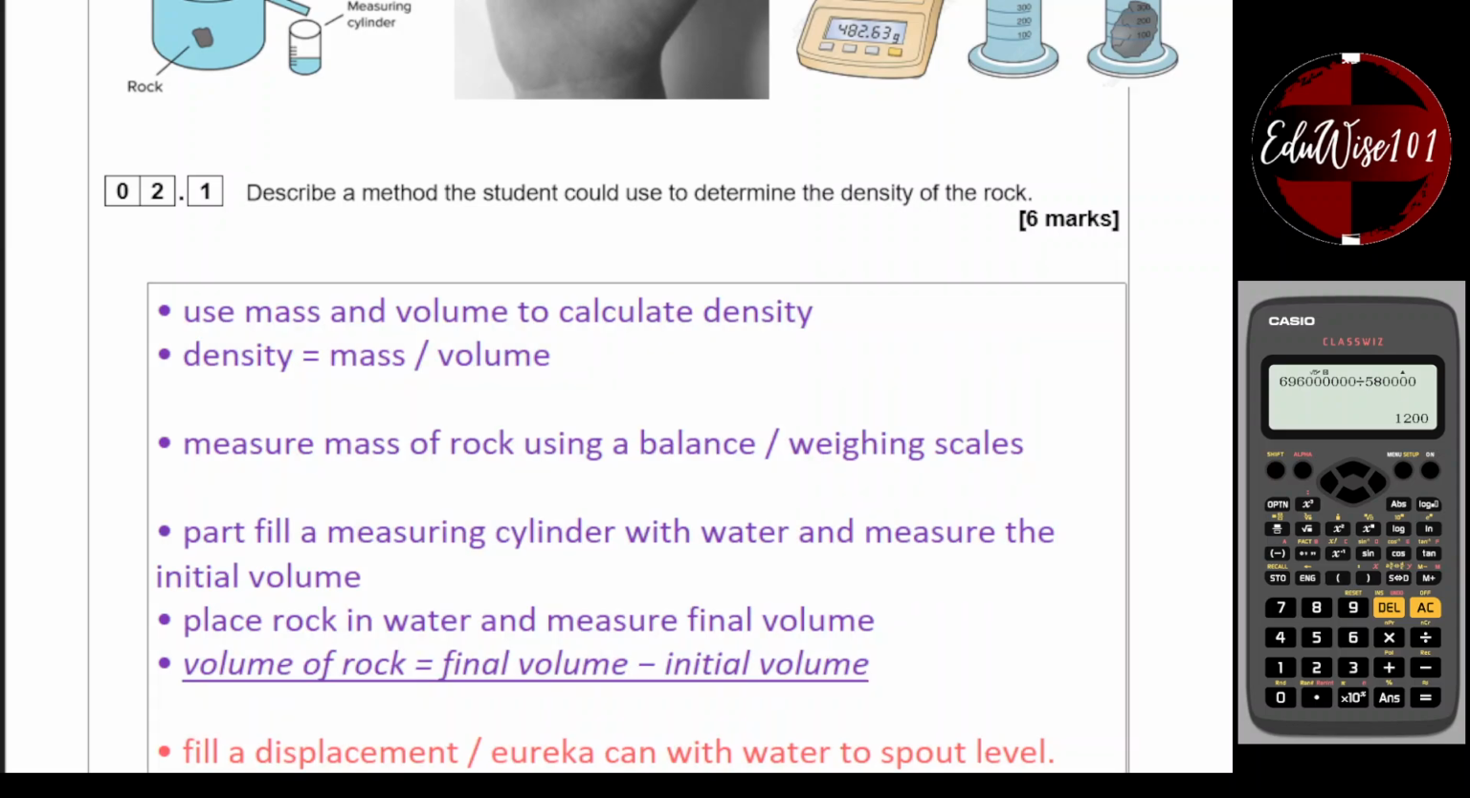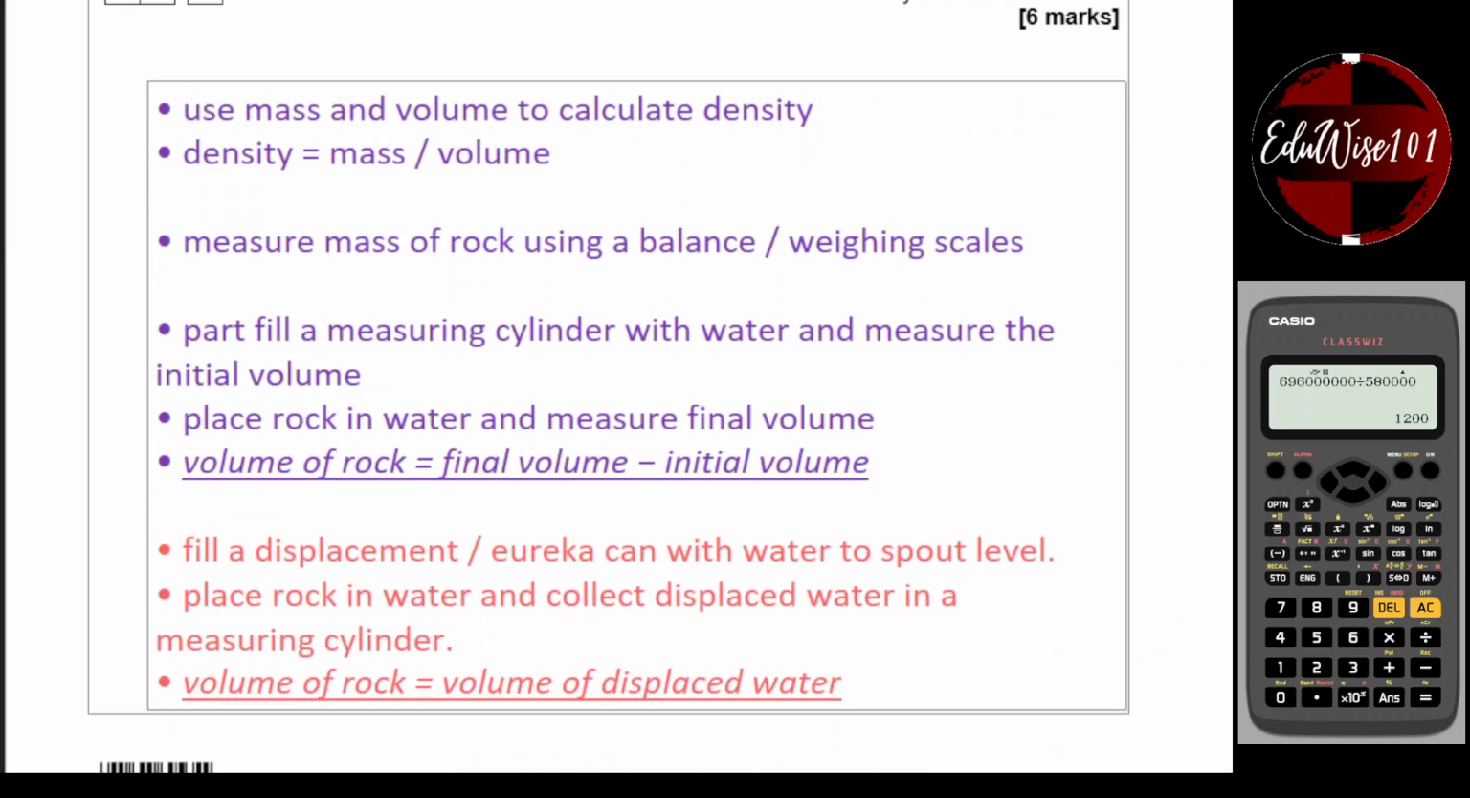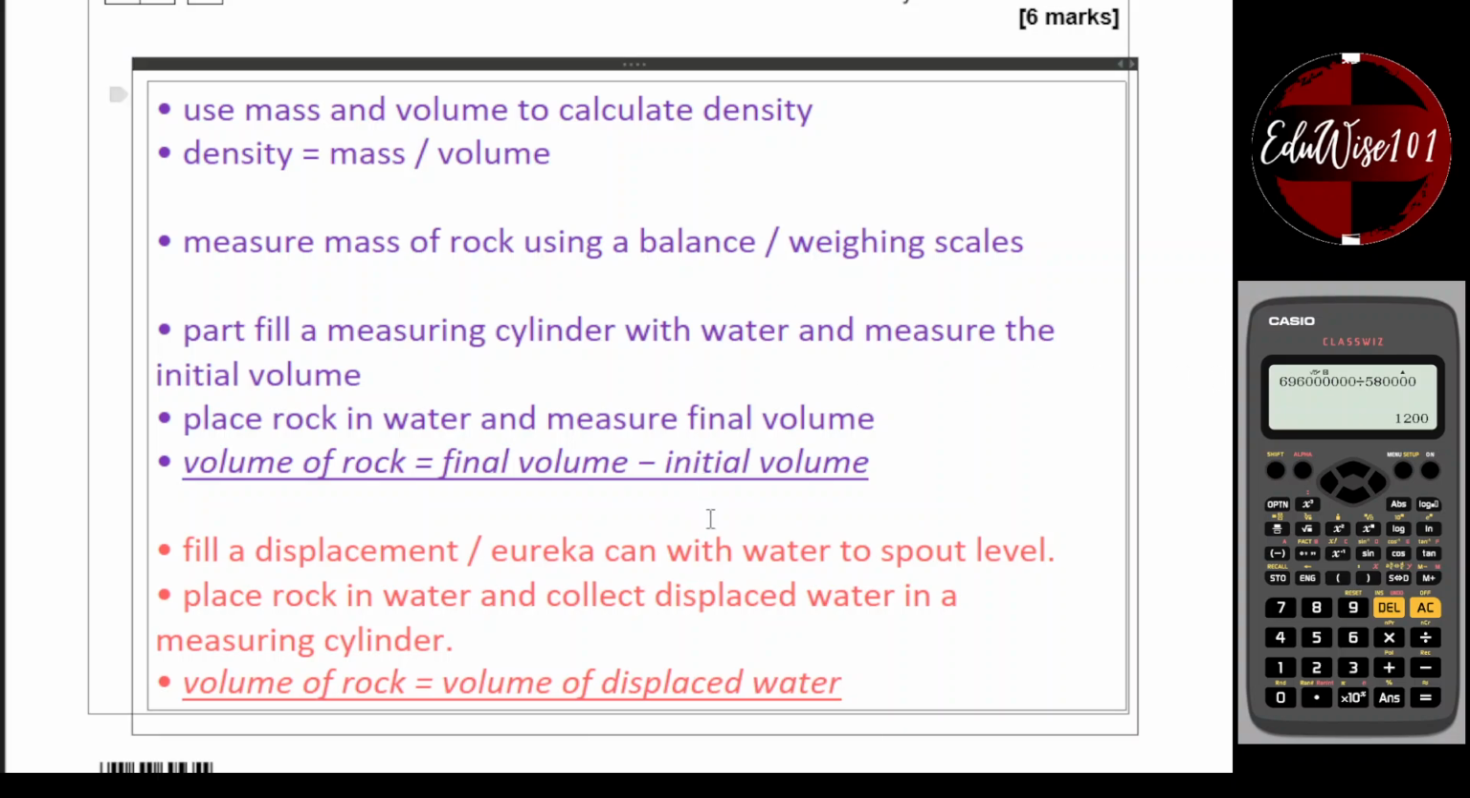you could start off by saying use mass and volume to calculate the density. Density equals mass divided by the volume. Stating the equation gives you 1 mark definitely. And the second point, measure mass of rock using a balance or weighing scale. That gives you another mark. And you don't really have to write both methods. So if I was to use the measuring cylinder, part fill a measuring cylinder with water and measure the initial volume, place rock in water and measure the final volume. Volume of rock equals final volume minus the initial volume.